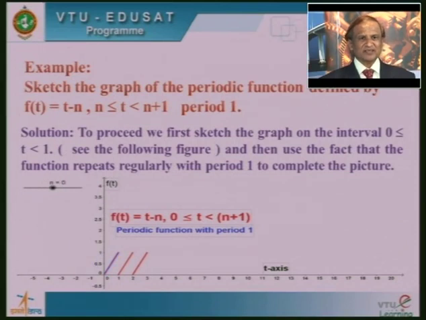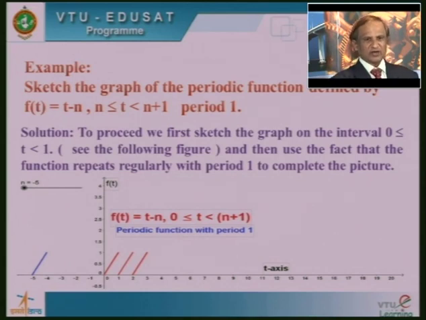In exactly the similar way, suppose they ask us to sketch the graph of the periodic function defined by f of t is equal to t minus n, where t lies between n and n plus 1, with the period 1. You can replace n by 0, so you get f of t is equal to t, where t lies between 0 and 1. I hope you are observing the red color bar lines, starting from the origin, lying between 0 and 1.